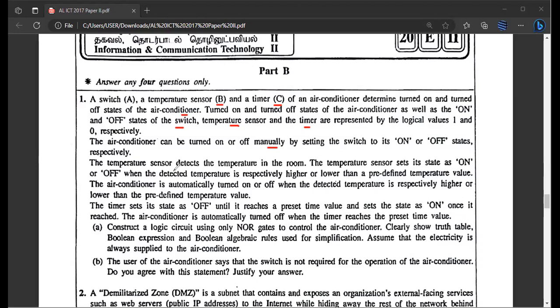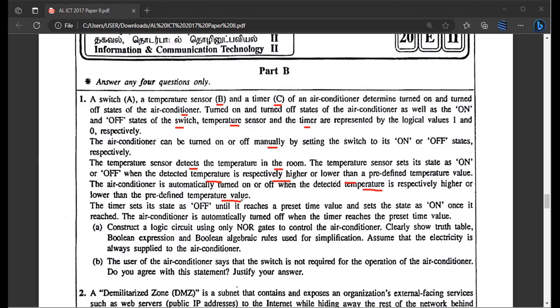The next one, the temperature sensor detects the temperature in the room. The temperature sensor sets its state as on or off when the detected temperature is respectively higher or lower than a predefined temperature value. The air conditioner is automatically turned on or off when the detected temperature is respectively higher or lower than the predefined temperature value. That means here what they are saying, if the detected temperature is higher than the predefined temperature value, the air conditioner will get automatically turned on, it seems, guys.